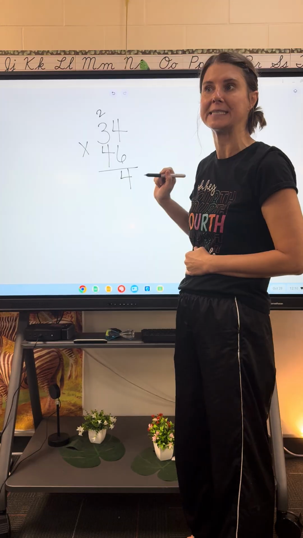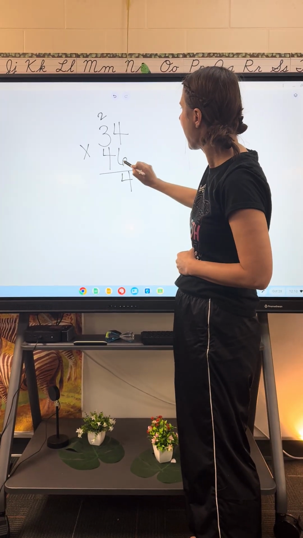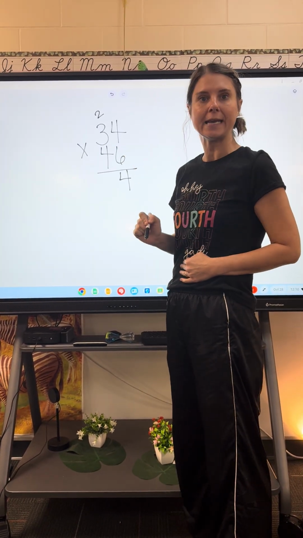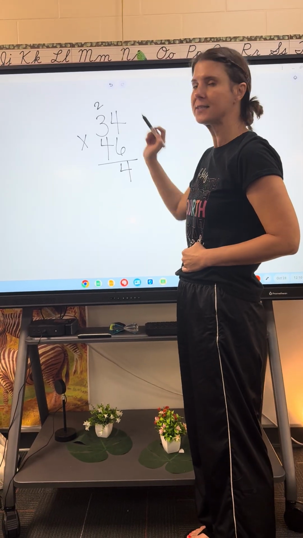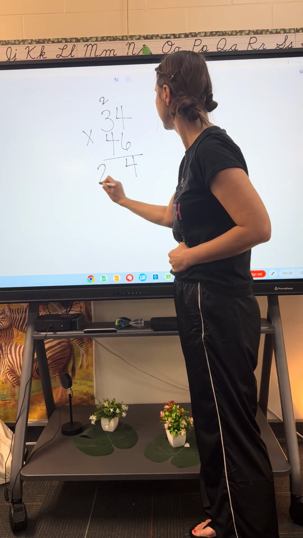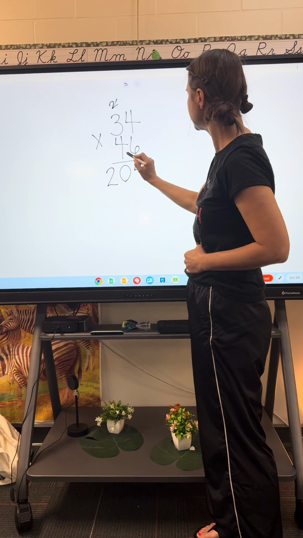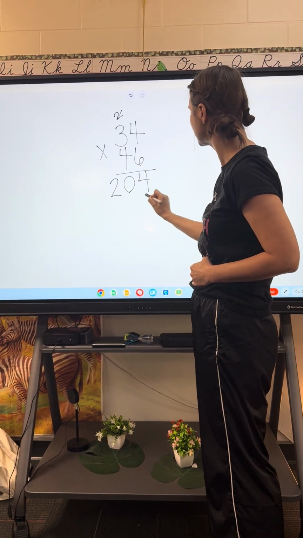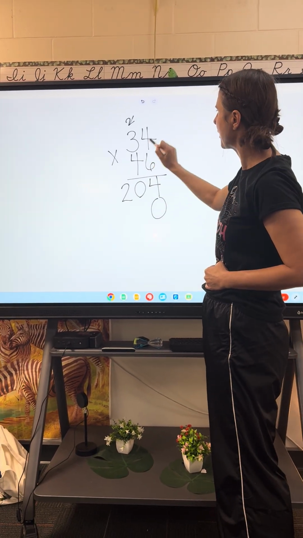Whatever we carry, we're going to add. Then we're going to go diagonal. 6 times 3 is 18, plus 2 is 20. Now to go to the tens, we need to add a placeholder. Now we're going to go diagonal.